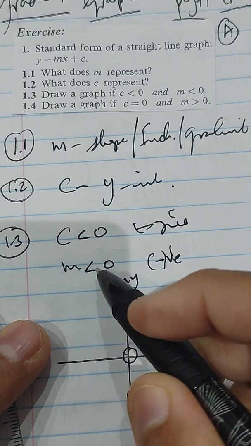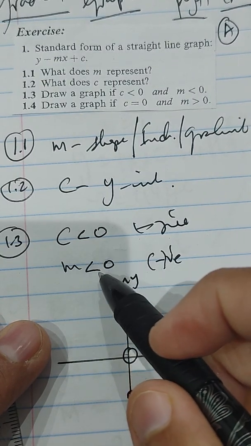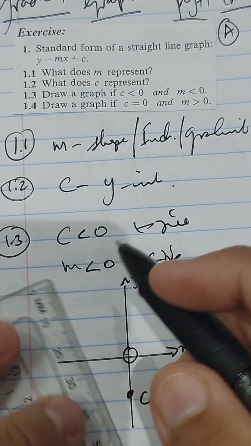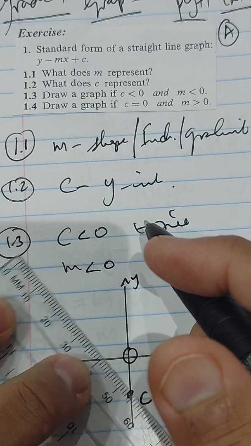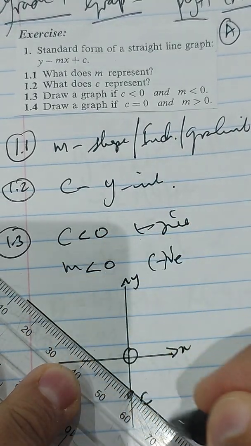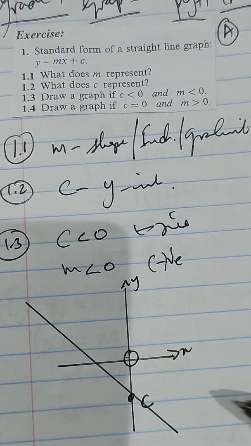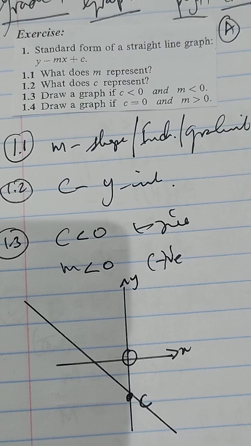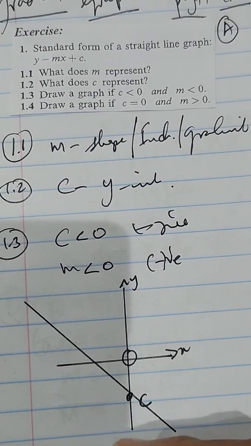Then we are told that m is less than 0, so m is negative. So your gradient or your slope or your inclination is negative. So it's a decreasing function. So the graph would look something like that, or like that, as long as the gradient is negative and your c value is negative. In 1.4, the question says, draw the graph where c is equal to 0.